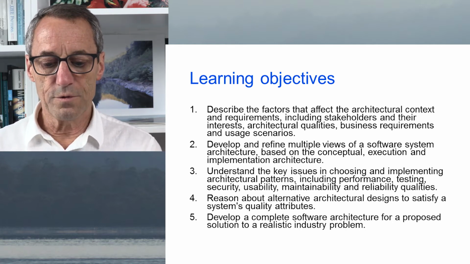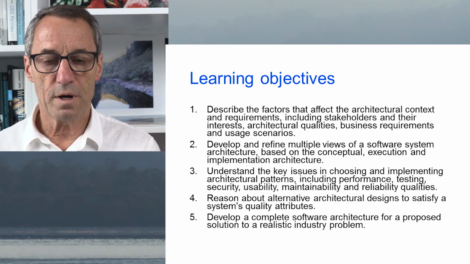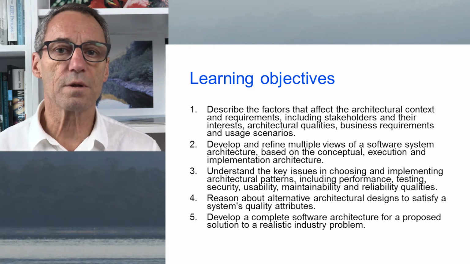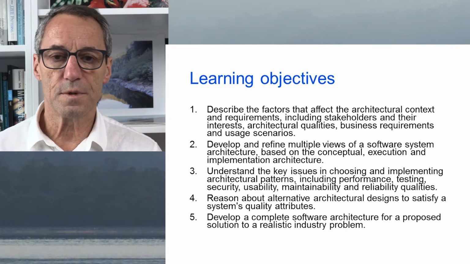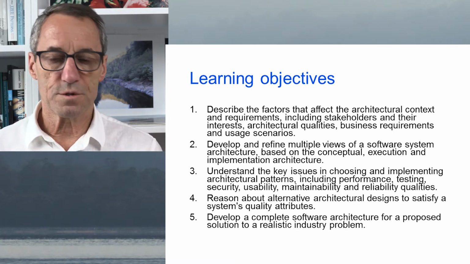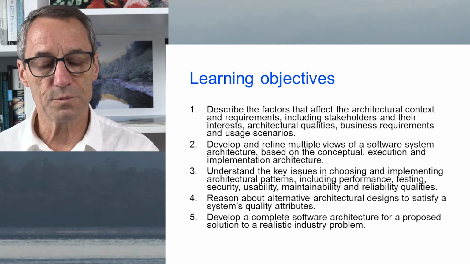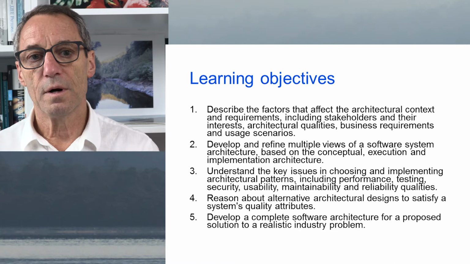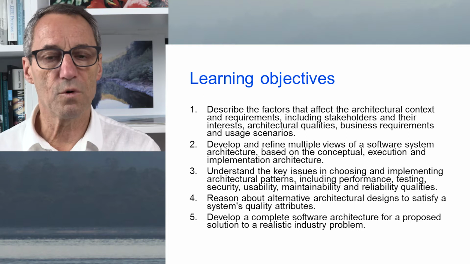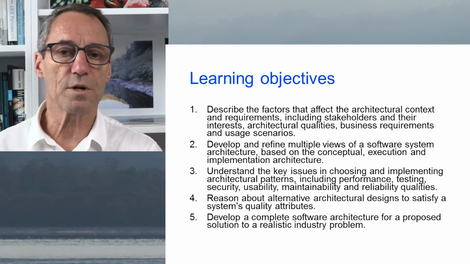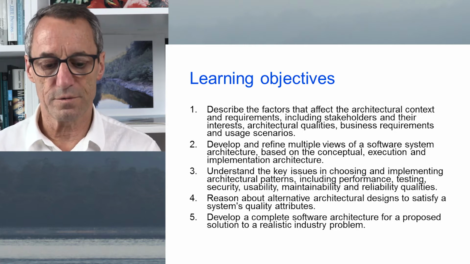Develop and refine multiple views of software system architecture based on the conceptual, execution, and implementation architecture. These are the three basic views of a software architecture. There are arguments there should be four. I haven't actually found much use for four. I found much more use for three. And there was a seminal paper written by Philippe Kruchten about the 4+1 view of software architecture. And the +1 is the collection of scenarios that unite all the different architectures.